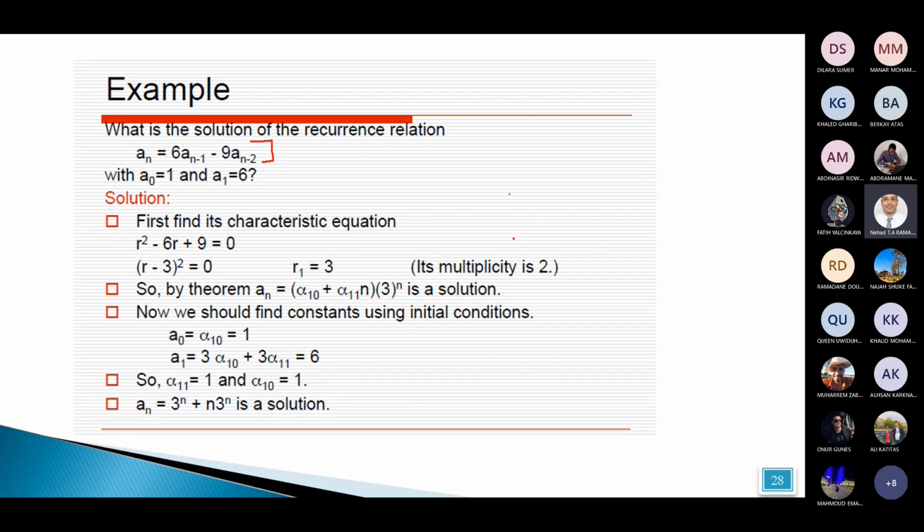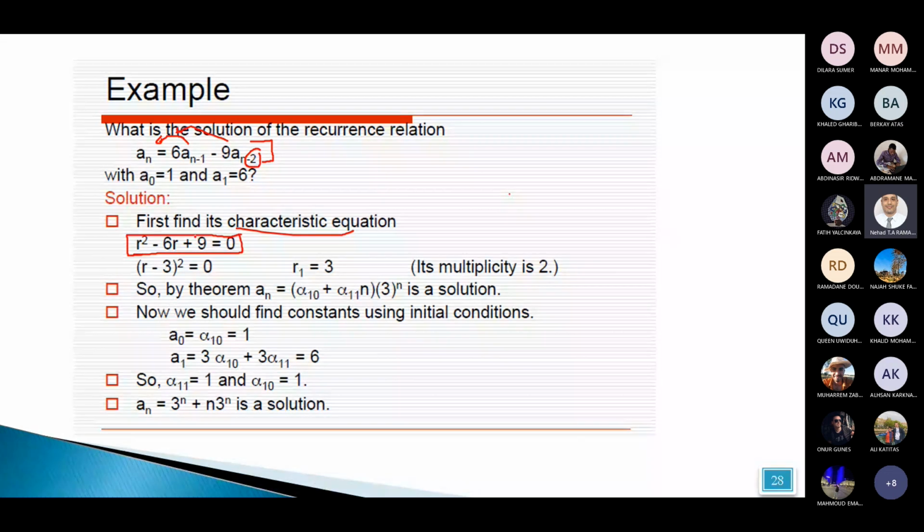So first, find the characteristic equation. So it's r power 2 plus 6, becomes minus 6r, minus 9 becomes plus 9, equal 0. This is the characteristic equation.